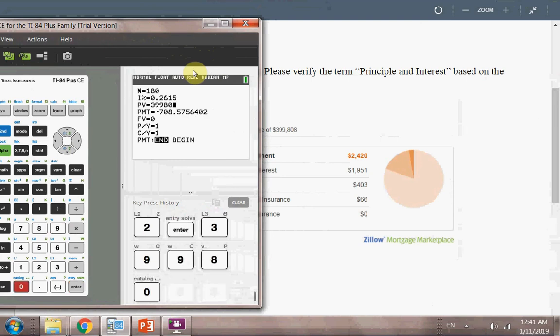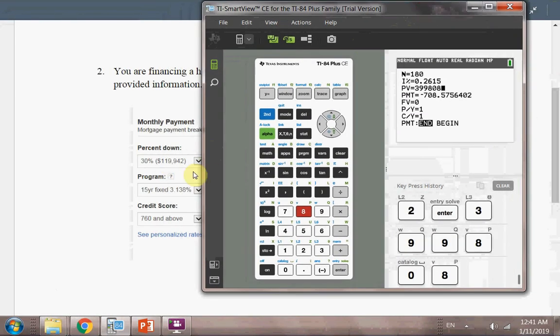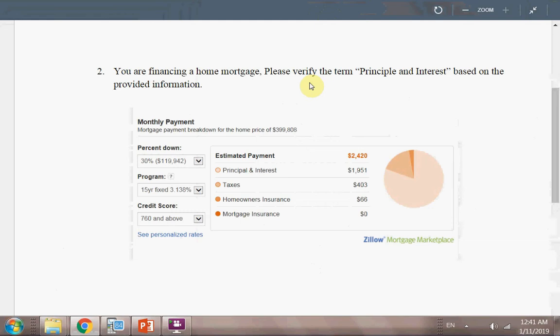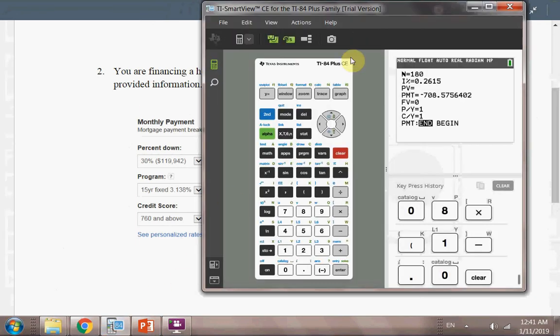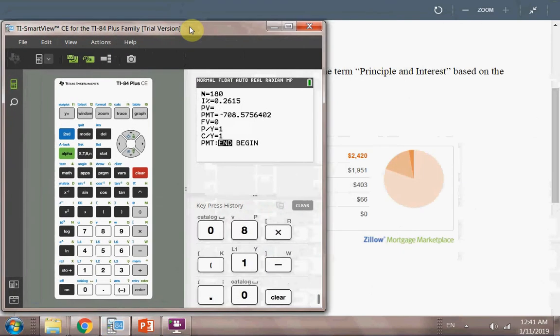$399,808. Oh, sorry, 808. All right, and then you are making a 30% down payment. So in other words, you are financing the rest, 70%. So you are going to make the full price multiplied by 1 minus 0.3. I'm sorry, I shouldn't hit enter. So I have to start over again for the price.